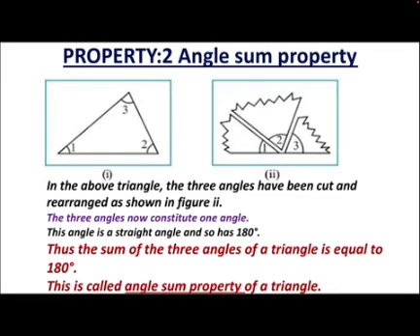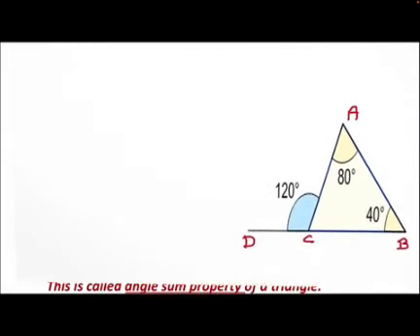How do you prove this? Cut this triangle, just tear this part and this and arrange it so. How have we arranged it? We have seen that all the 3 angles are next to each other. So, this angle total, if you remember, is 180 degrees. So, we are proving that the sum of the 3 angles of a triangle equals 180 degrees. This property is called angle sum property of a triangle. This is the second property. I hope you understood.